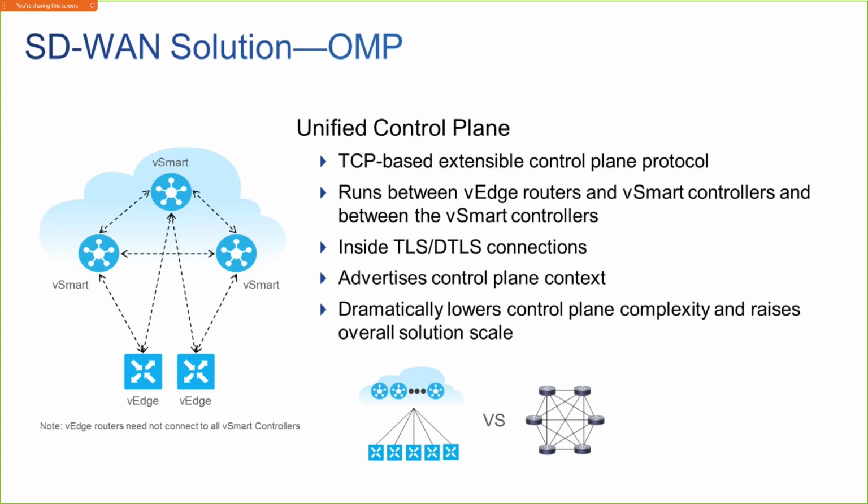The OMP route only gets installed in the forwarding table if the TLOC that it points to is active, right? That's very similar to standard routing. In BGP, if the next hop address is not reachable or not active, then the BGP route doesn't get installed, right?